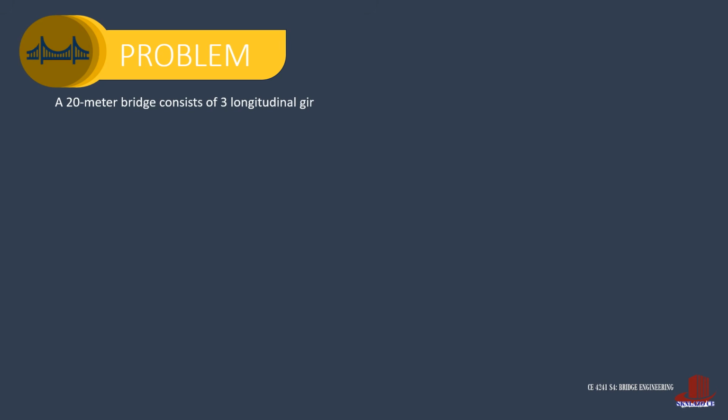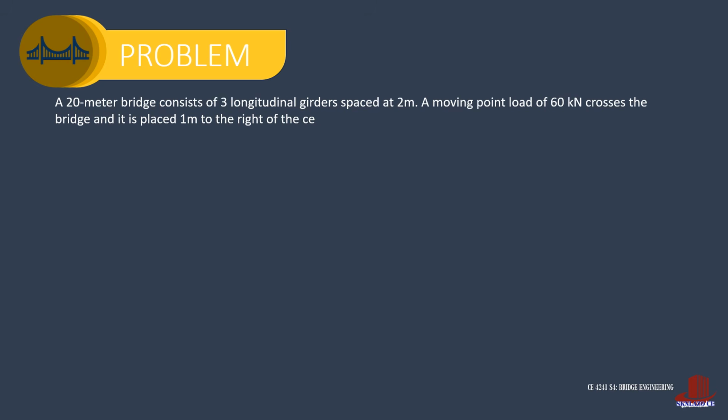A simple span bridge of 20-meter length has three main girders, which are spaced at 2 meters. A moving point load of 60 kilonewtons crosses the bridge, and it is placed 1 meter to the right of the center line. We are to determine the maximum bending moment in girder C at midspan.